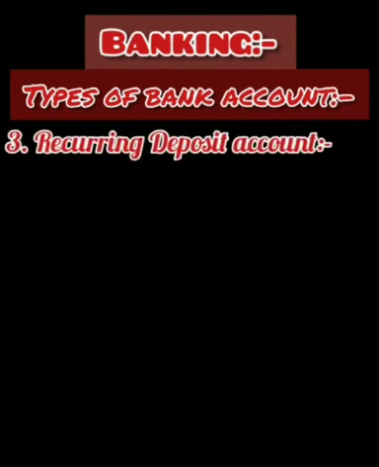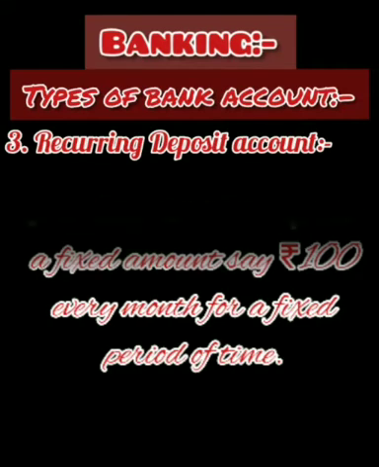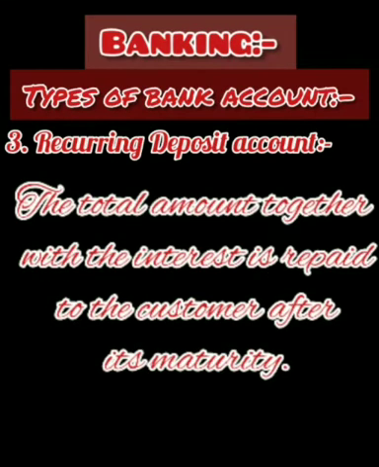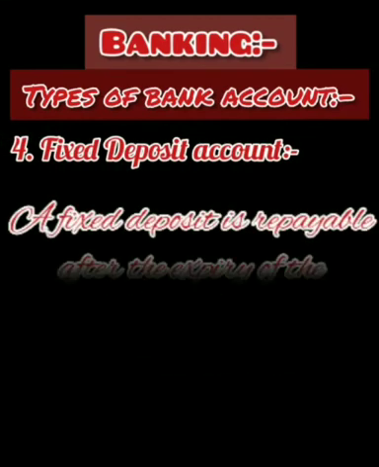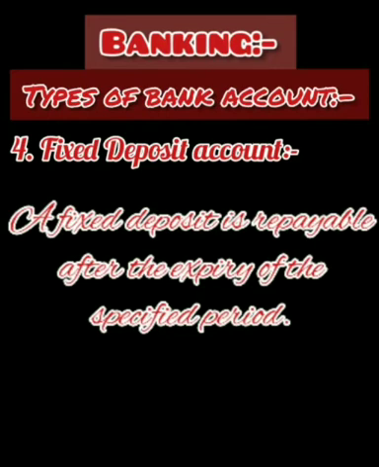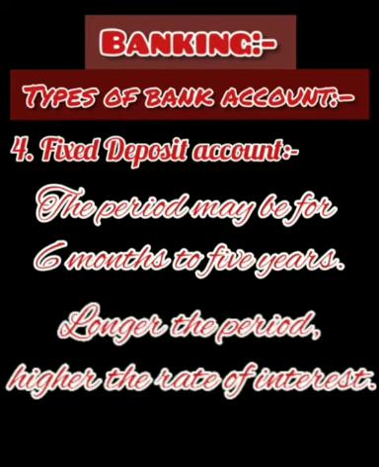Number three, recurring deposit account. The customers can deposit a fixed amount, say rupees 100, every month for a fixed period of time. The total amount together with the interest is repaid back to the customer after its maturity. Number four, fixed deposit account. A fixed deposit is repayable after the expiry of the specified period. The period may be for 6 months to 5 years. Longer the period, higher the rate of interest.